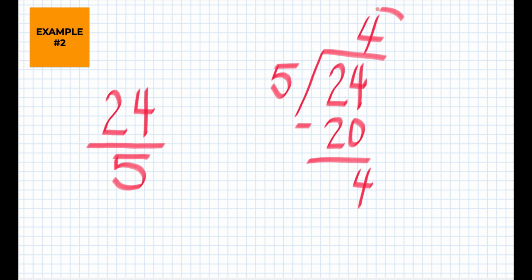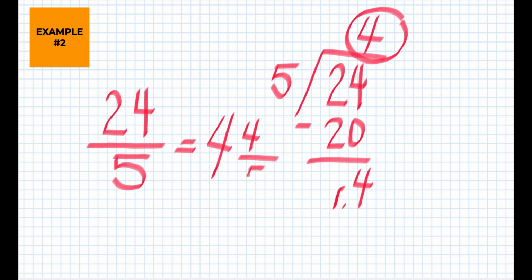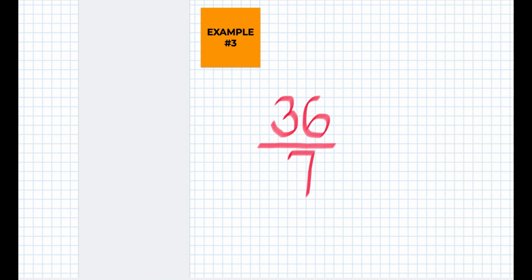Again, the quotient here will be our whole number. Then whatever the remainder is will serve as our numerator in the mixed number, 4, and simply copy the denominator, which is 5. So therefore, the mixed number for 24/5 is 4 and 4/5. Okay, that's good. Now let's have our third example.